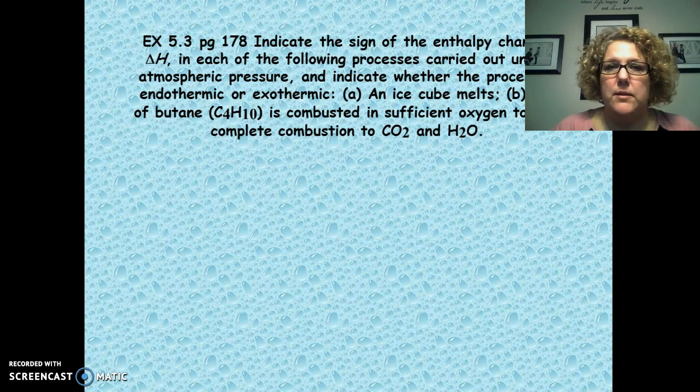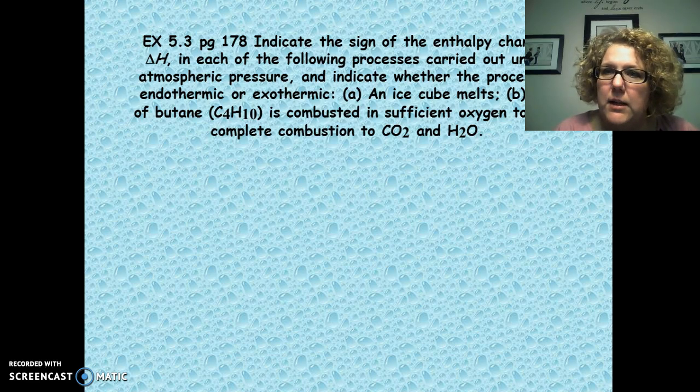So heat must have entered, energy must have entered the ice cube in order for it to melt. So that would be endothermic. And then because heat entered the system, the ice cube, that would be a positive delta H.